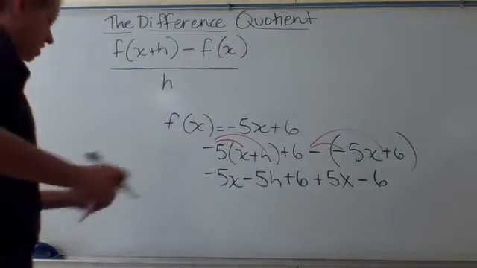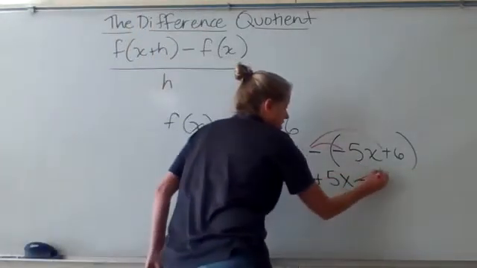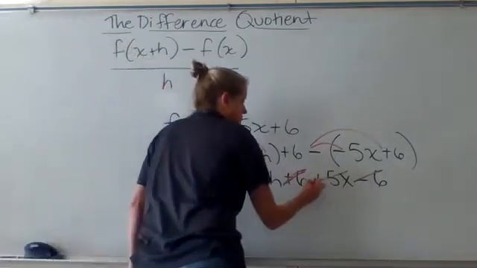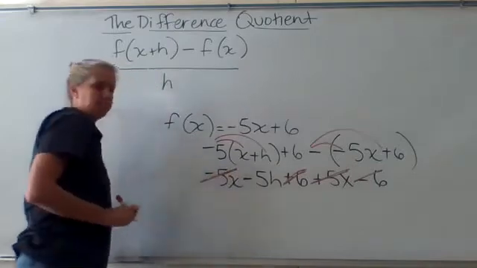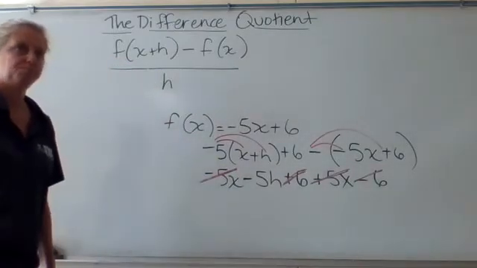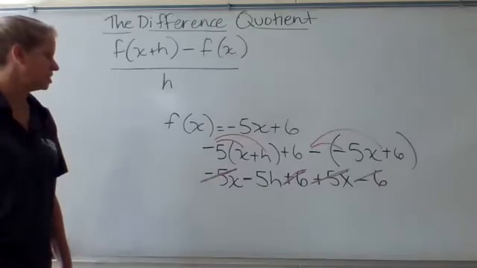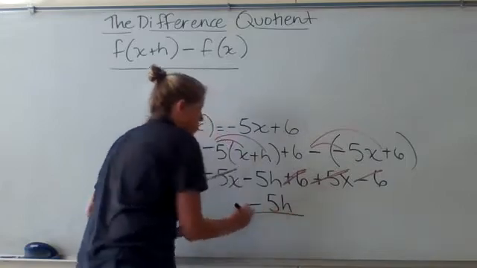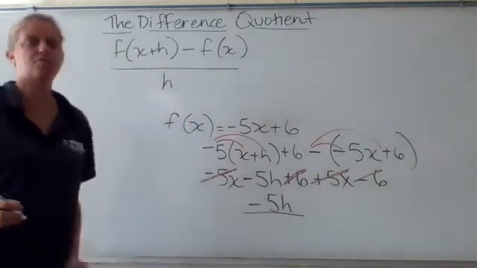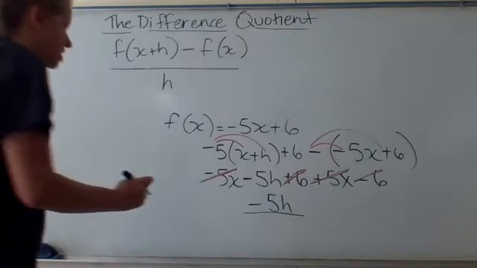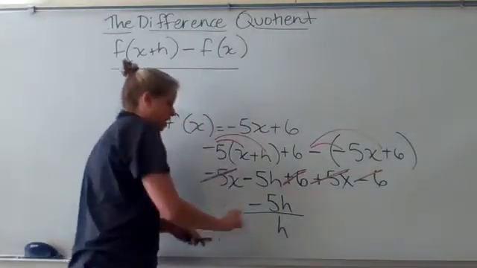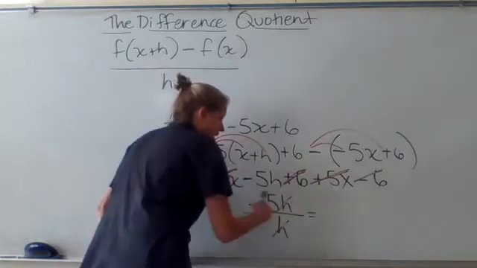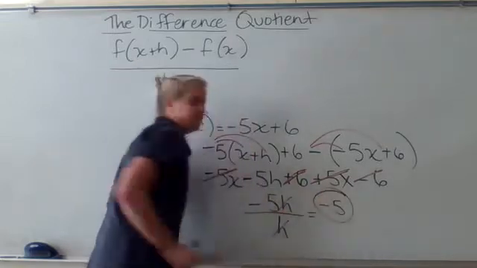So let's see what cancels. This negative 6 cancels the positive 6. The positive 5x cancels the negative 5x. So let's see what is left. The only thing left is negative 5h. And remember what your denominator from the difference quotient always is. It's always h, which means that h will cancel that one. And like we knew from the beginning, I did end up as negative 5 for my answer.